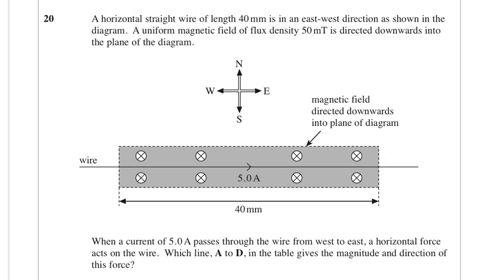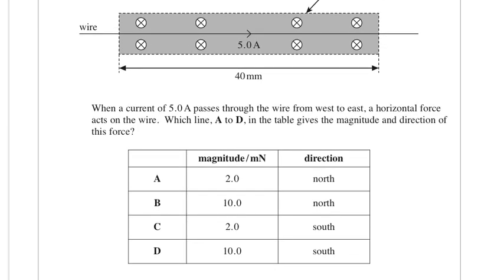So the magnitude would be BIL, so 40 times 10 to the minus 3, where that is L, times by the current, so 5, times by 50 times 10 to the power of minus 3, gives you 1 over 100 newtons, or 10 millinewtons. So let's get rid of those two.